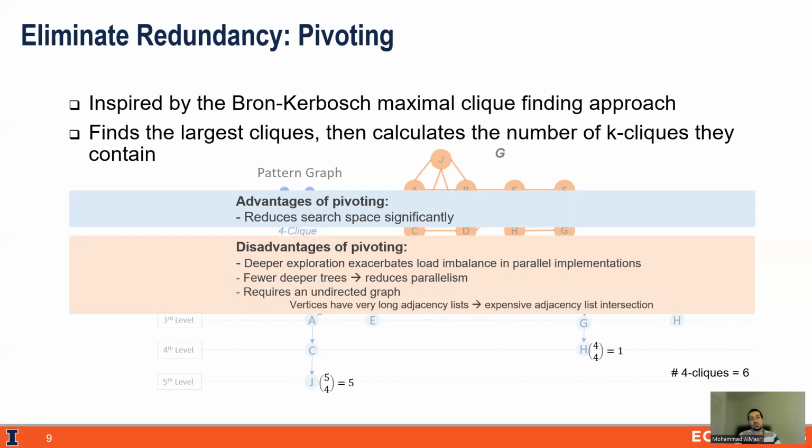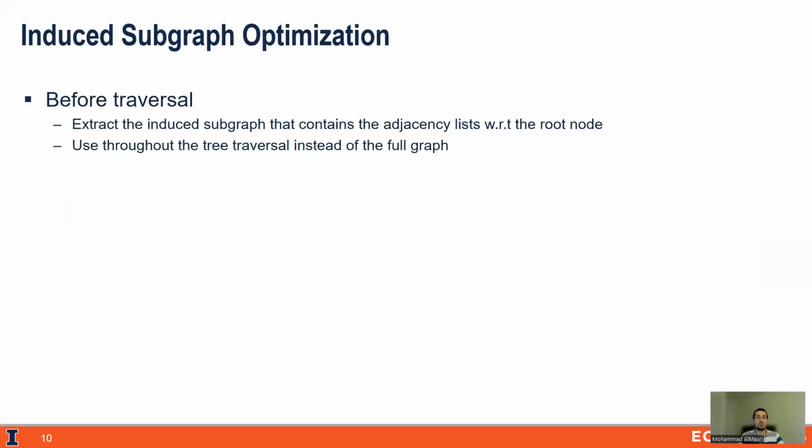The last one, as you saw, we did not convert the graph into a directed version, so it requires an undirected version. And as I mentioned before, this will make the set intersection operation more expensive since it has to deal with very long adjacency lists. The last two disadvantages are already overcome by parallel solutions on the CPU, as I will explain later.